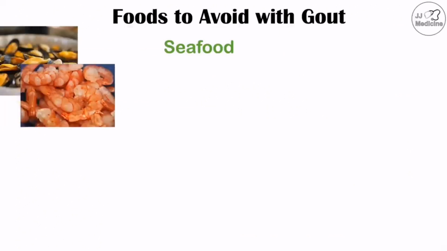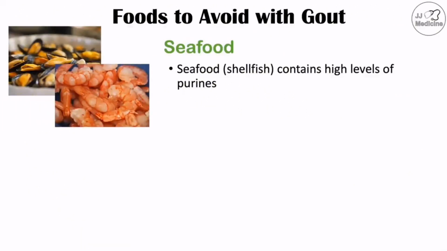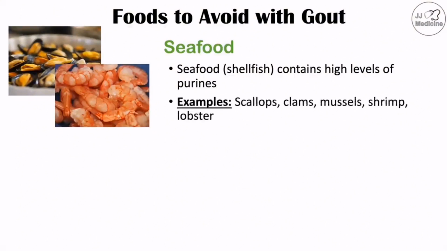Gout is seafood. So when I say seafood, I more specifically mean shellfish, because shellfish contains high levels of purines. Some examples of seafood that is best to avoid include scallops, clams, mussels, shrimp, and lobster, as these seafood selections have high levels of purines. And as mentioned before, purine metabolism leads to increased uric acid levels, and this is where we get urate crystals that cause gout.